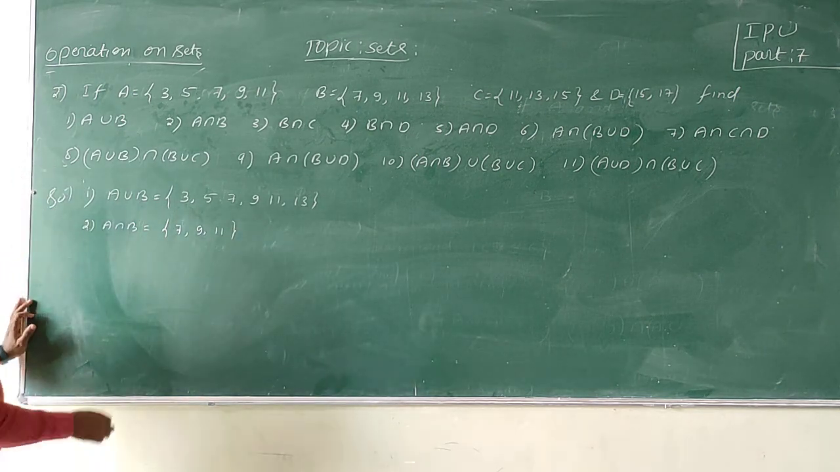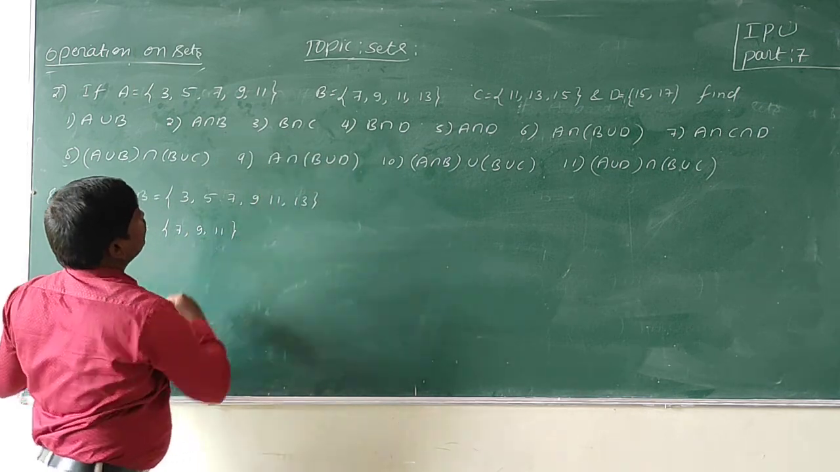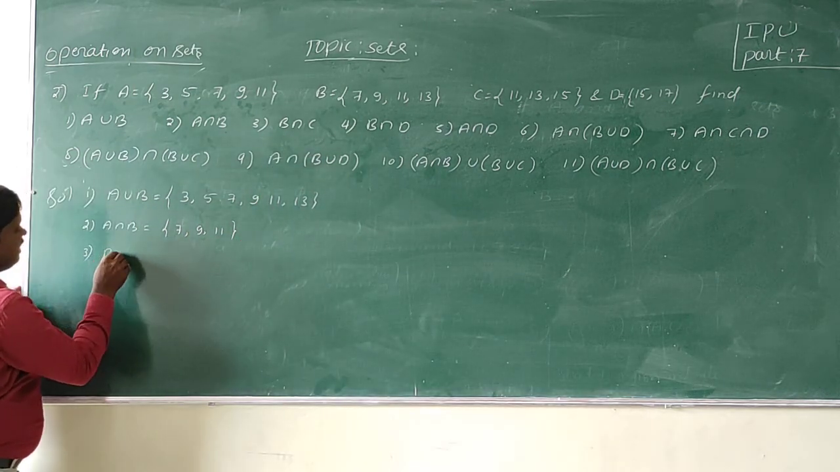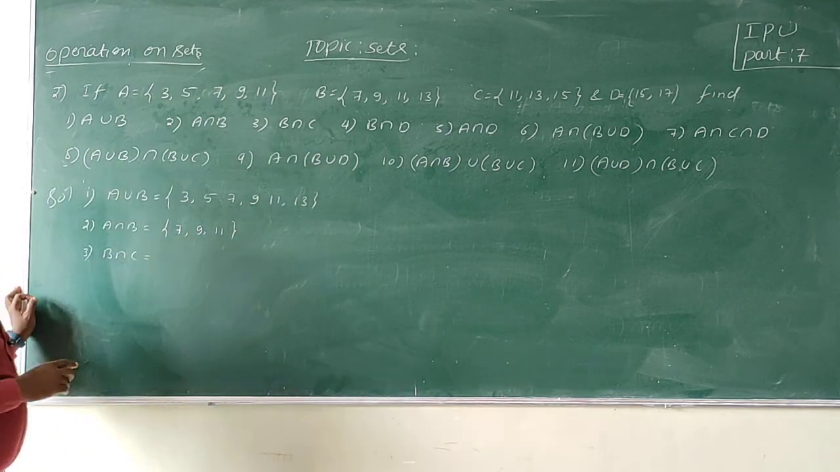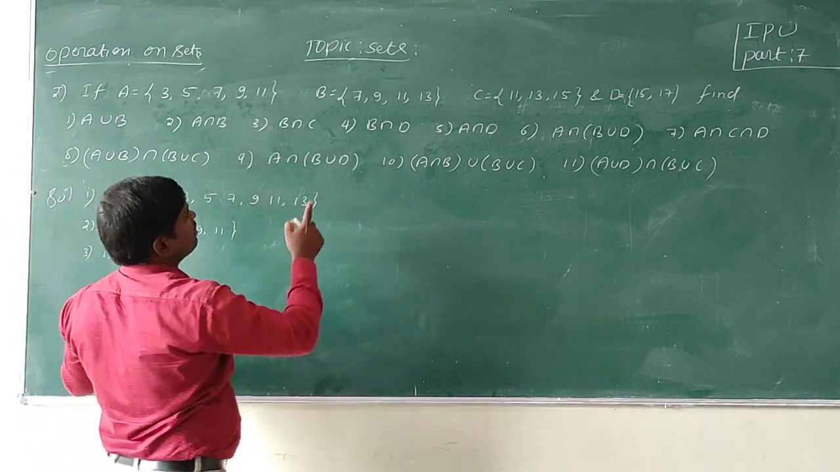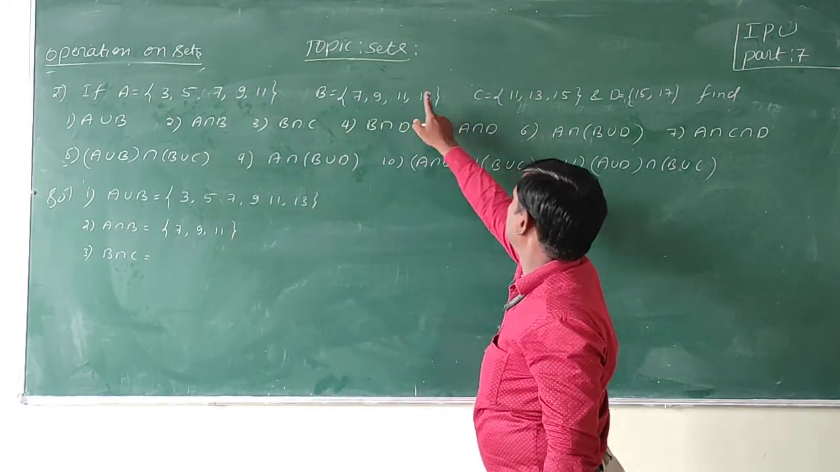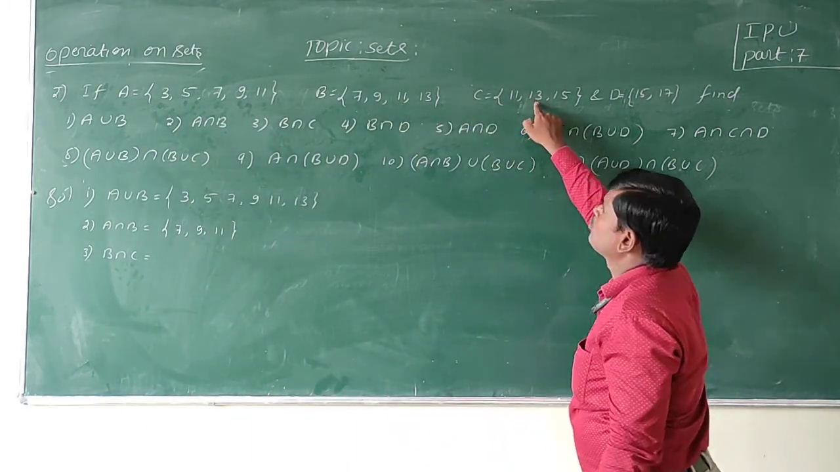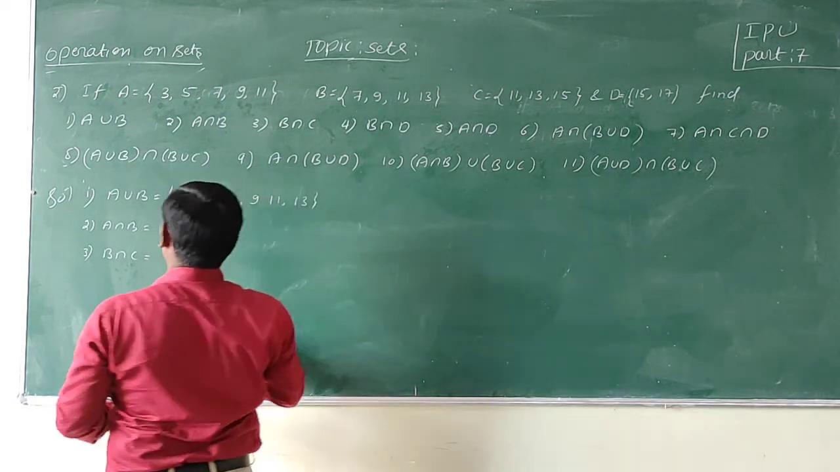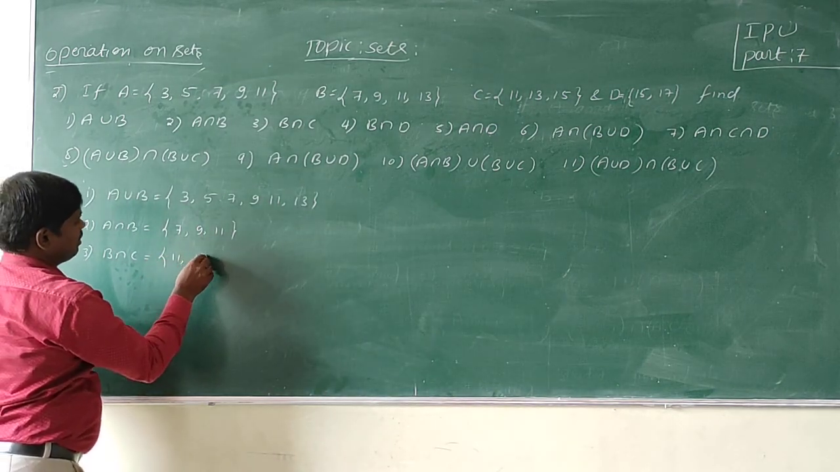Next, the third one: B intersection C. That means the elements which belong to both B and C. 11 belongs to both B and C, and 13 belongs to both B and C. So B intersection C is 11, 13.